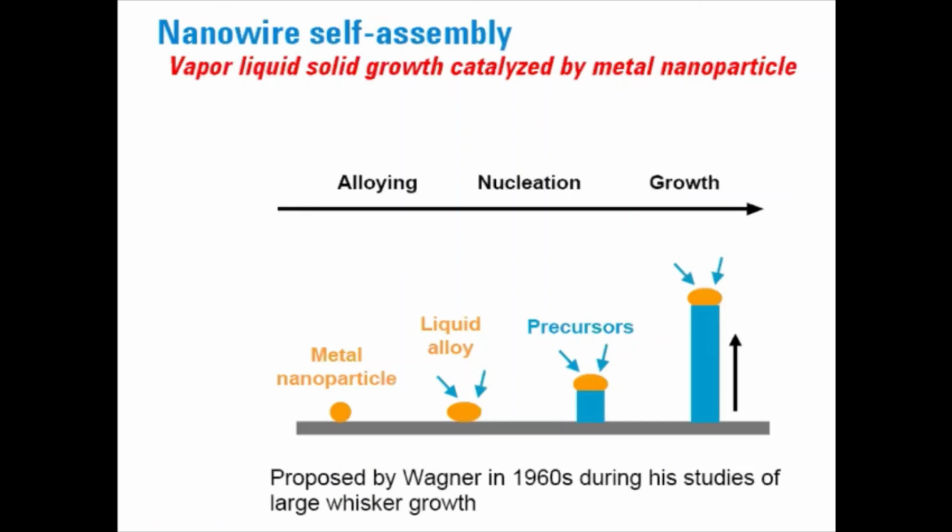Then we move on to the nanowires or quantum wires. The nanowires can be prepared once again by a self-assembling process. Actually, this idea was proposed by Wagner in 1960 to grow silicon whiskers using gold as the alloying material. If you see the basic principle, silicon and gold form a eutectic system.